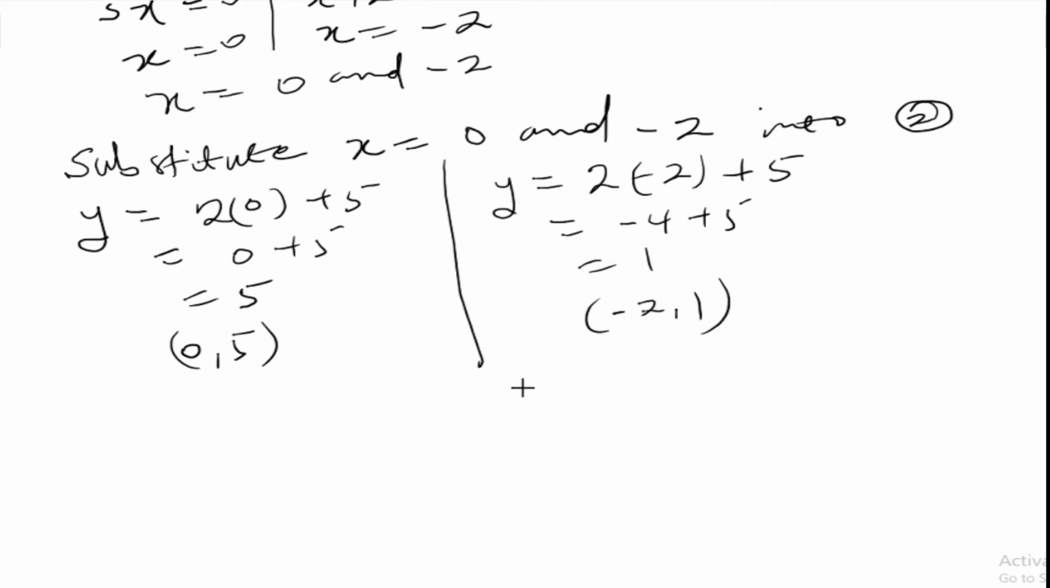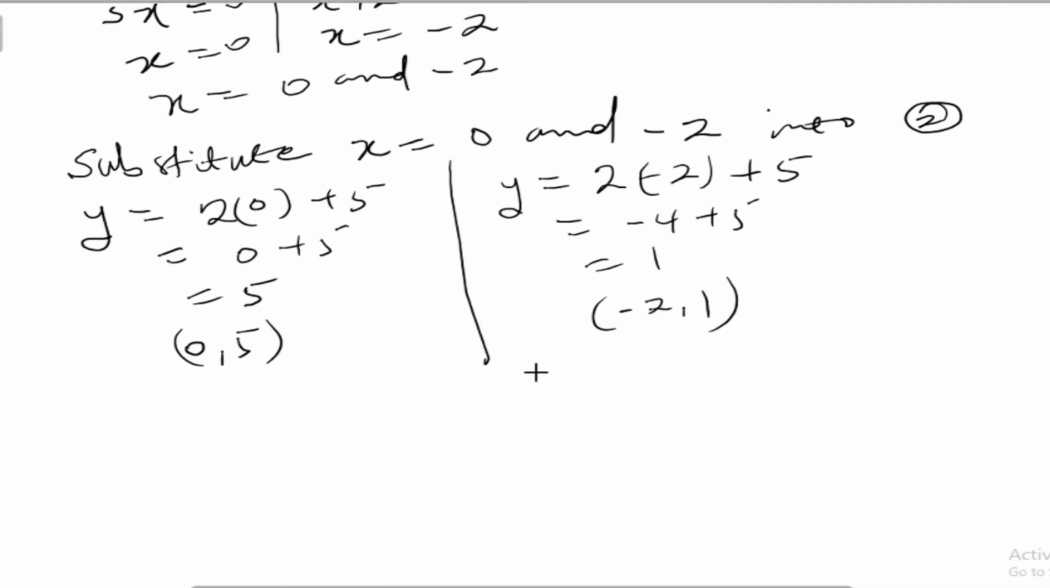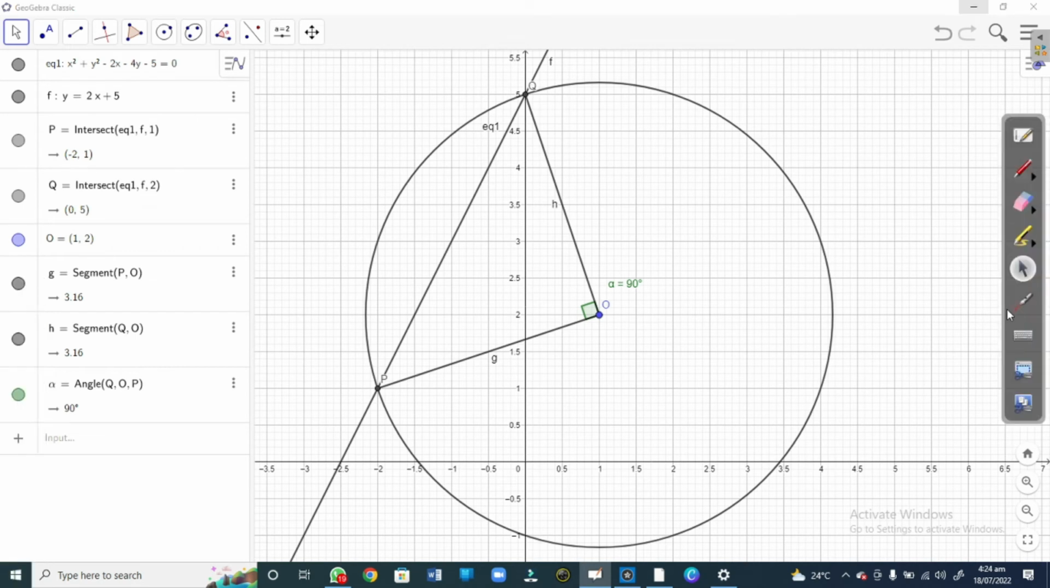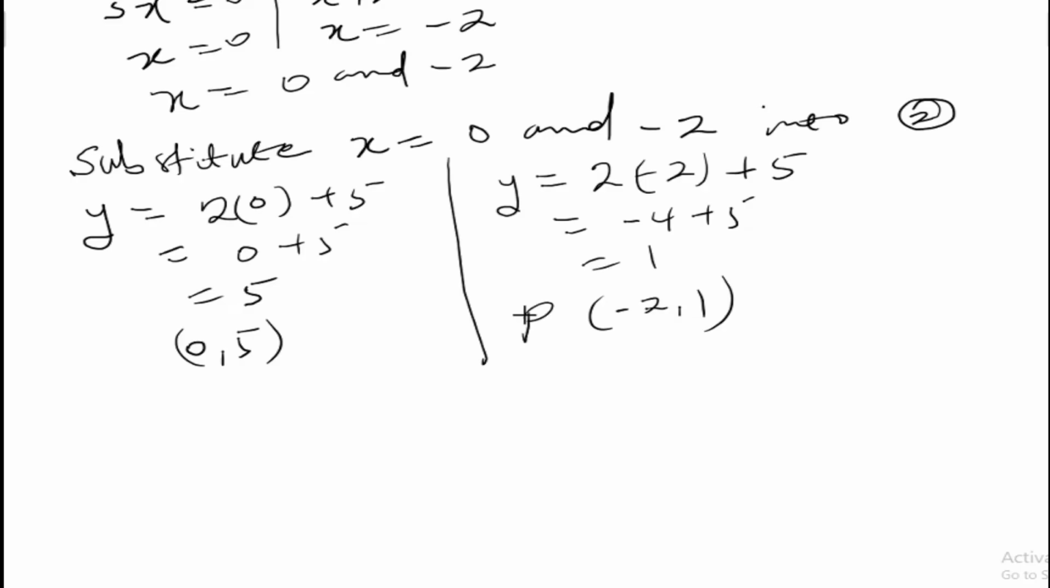This rightly agrees with what we have in our GeoGebra here. We can see that the point P, which is here, has negative 2, 1 as its coordinate, and the point Q here has 0, 5 as its coordinate. So this agrees with our drawing. And getting back to our calculation, this is our P and this is our Q.